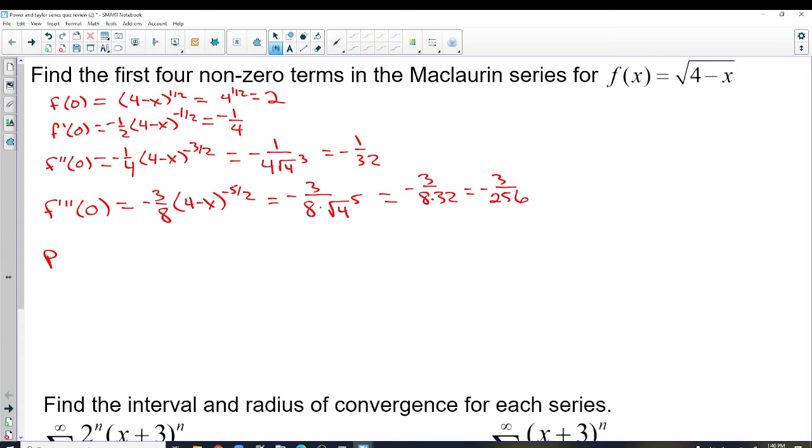So P sub 3 of x, really, we're going to do this with x, centered at 0, is 2 minus 1/4 x minus 1/32 x squared over 2 factorial minus 3/256 x to the 3rd over 3 factorial.